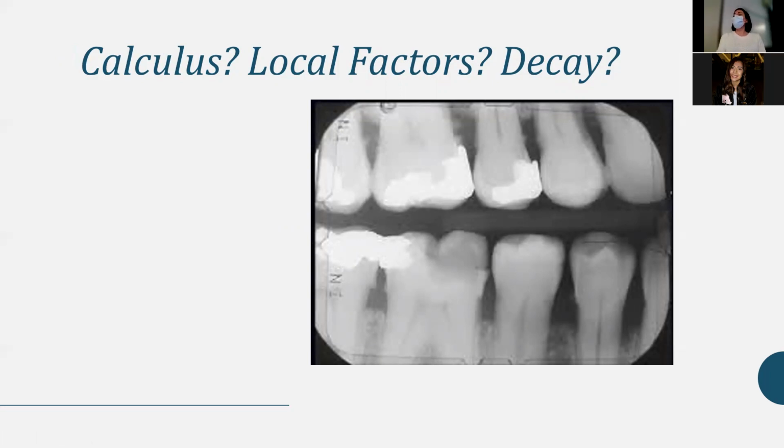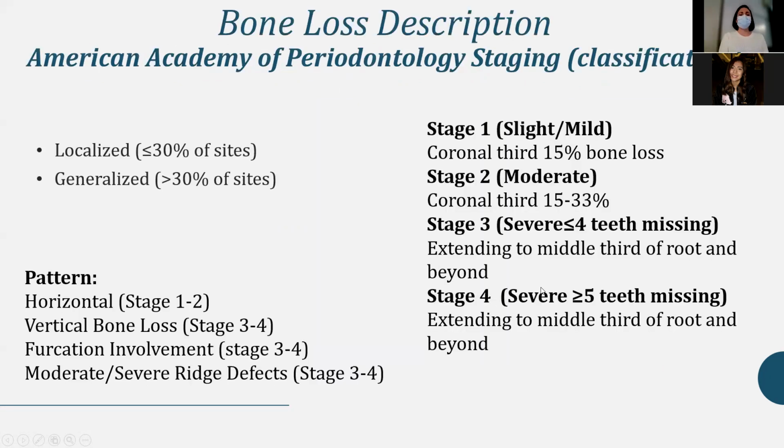Okay, calculus, local factors, decay. So what do we see? What can we see here? What's going on here? The big old occlusal caries. What do we have here and here? Overhangs. What do we have up here? Calculus, good. So we got all kinds of fun stuff, probably some incipient decay here. There's all kinds of stuff. It gets a little blurry.